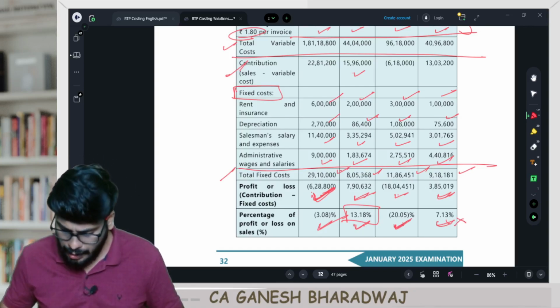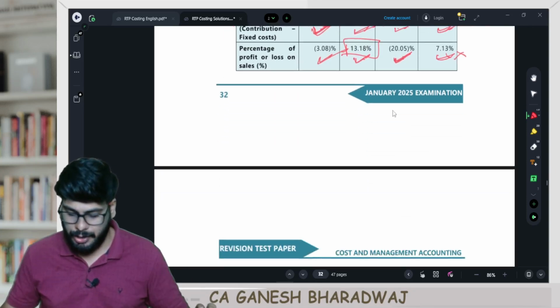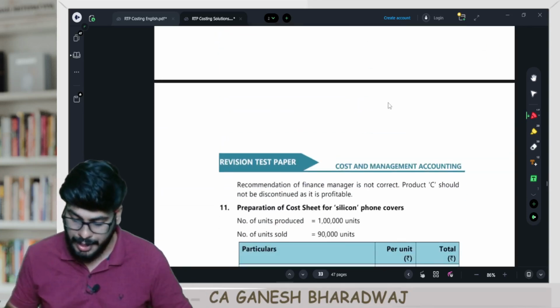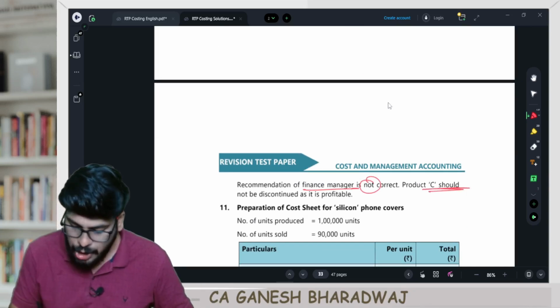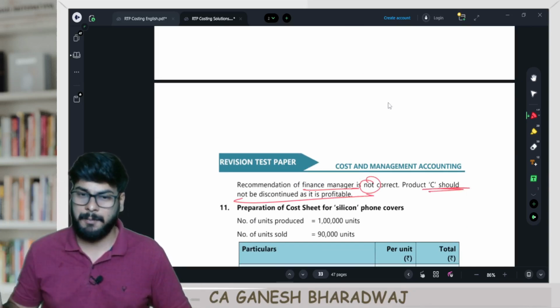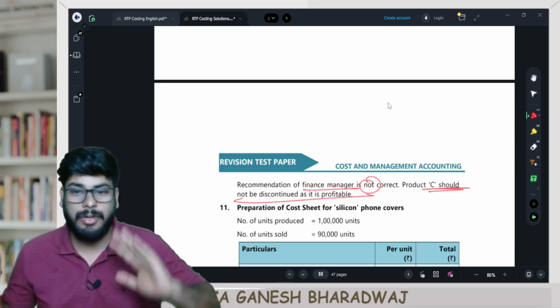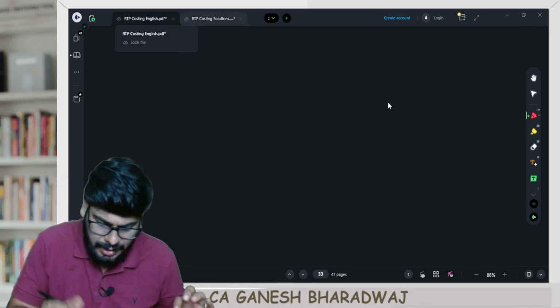So now clearly we know that the finance manager is wrong. So you cannot stop here. You should write the recommendation of finance manager is not correct. Product C should not be discontinued as it is profitable. You don't say product B, you discontinue. You don't say anything about that. Just answer to the question.